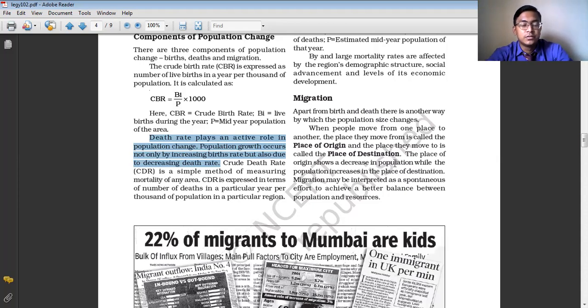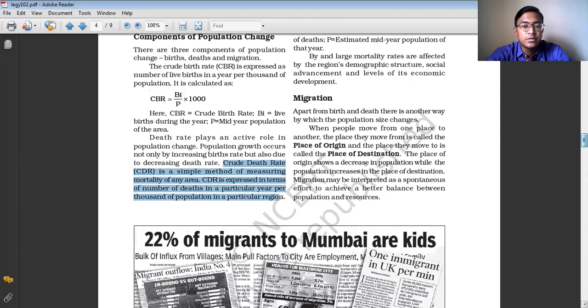When the death rate decreases and the birth rate increases, in that case also there will be an increase, a change, in the population. The crude death rate is a simple method of measuring mortality of any area. The CDR is expressed as the number of deaths in a particular year per thousand of population in a particular region.